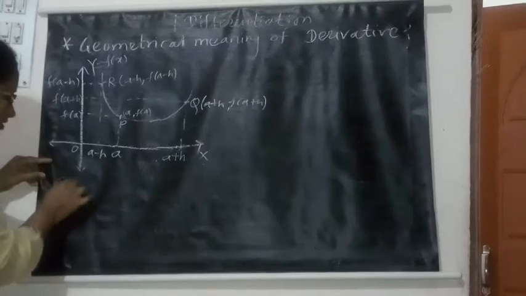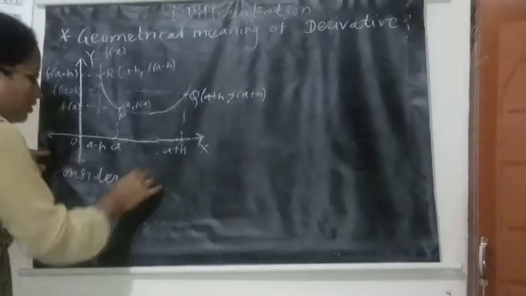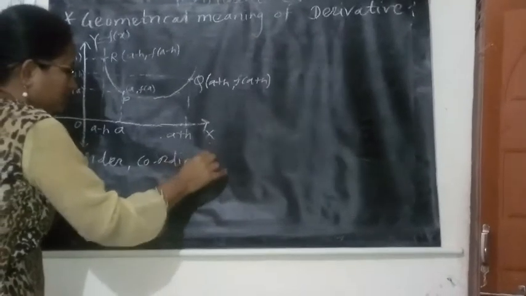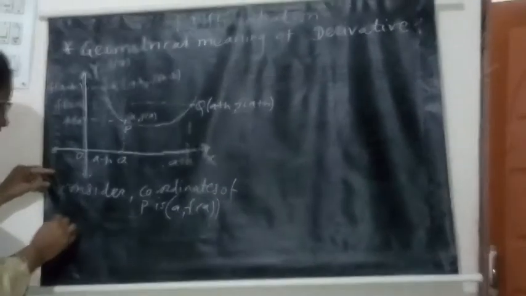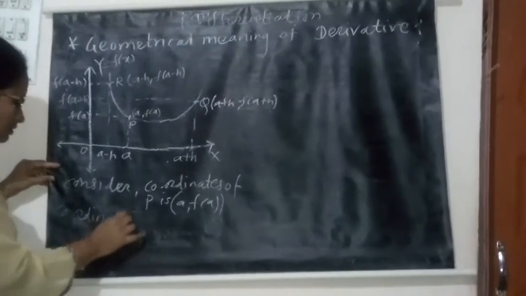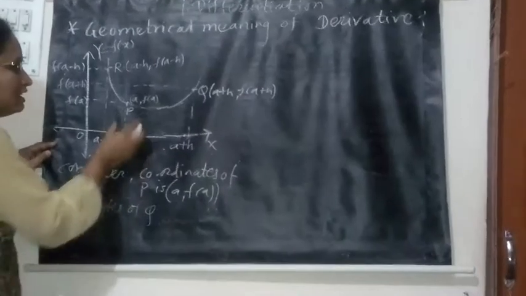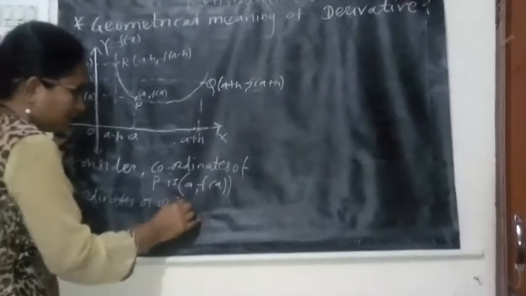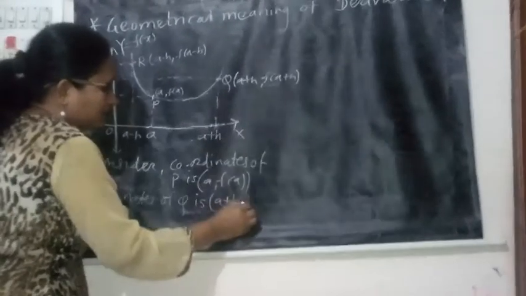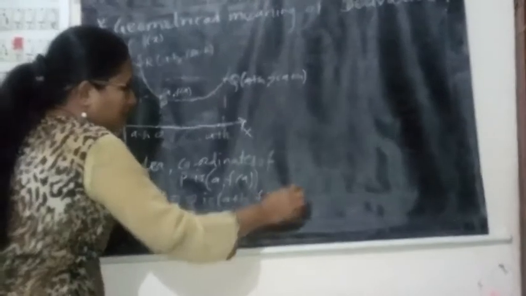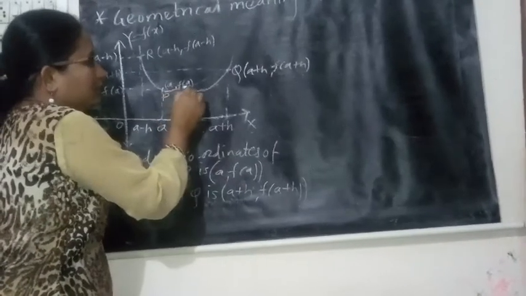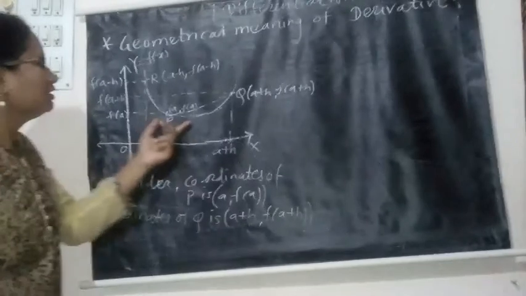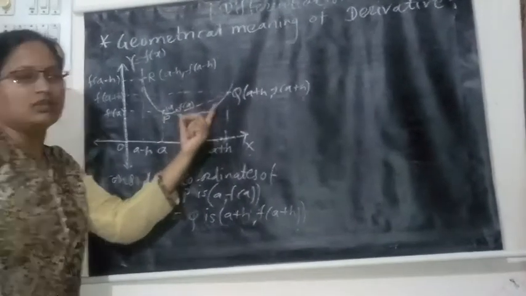Now, first we have to consider the coordinates of point P, which are A, f of A, and the coordinates of Q, which is a little distance from point P, that is A plus H, and f of A plus H. Now we have to join these 2 points P and Q, and we have to find the slope of this secant line PQ.